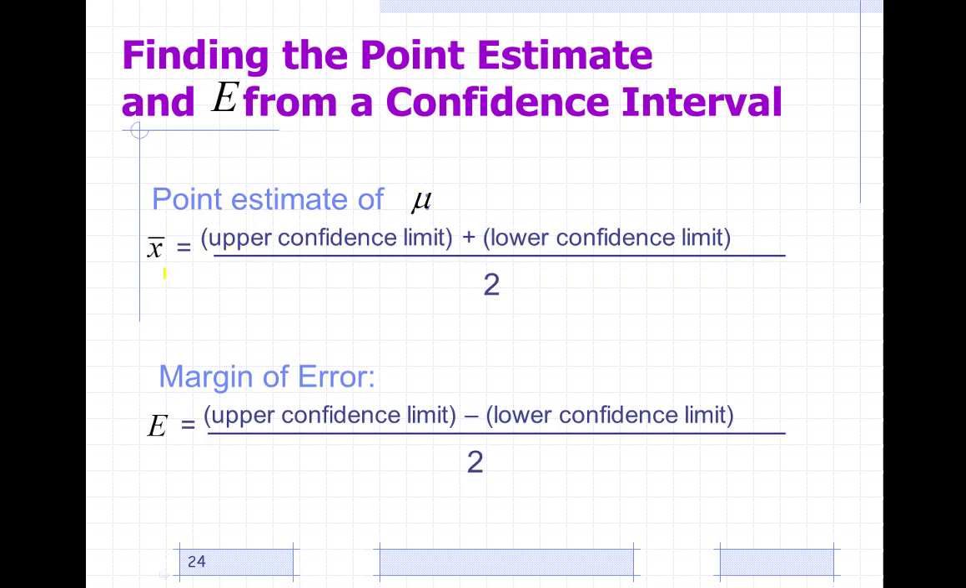Now, sometimes we want to find the mean when we know the confidence limits. We add those together and divide by 2 and we'll get the mean. If we want to find the margin of error, we find the difference between the confidence limits and divide by 2.